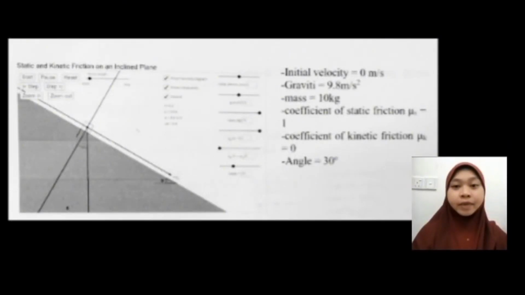Hello, I'm Nabila Shahira. Now we will see the critical value of coefficient of static friction, whether the block is moved or not. First thing first, we must open this website. Second, we put the components in the blanks on this website: initial velocity is 0, gravity 9.8, for the mass we put 10, coefficient of kinetic friction 0, angle is 30.